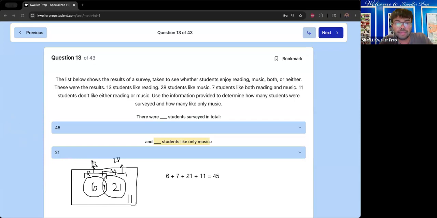Now I subtract seven from the total students that like reading and the total students that like music, and then I put those numbers in the other parts of the diagram. So think of the six as people that only like reading, and think of the seven as people that like both reading and music. Okay?